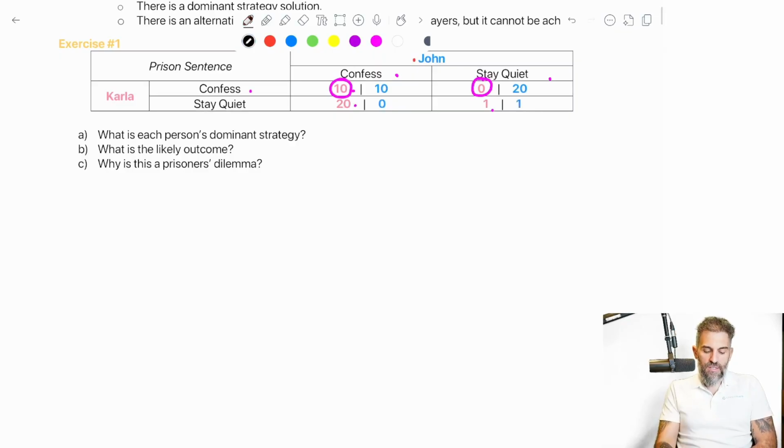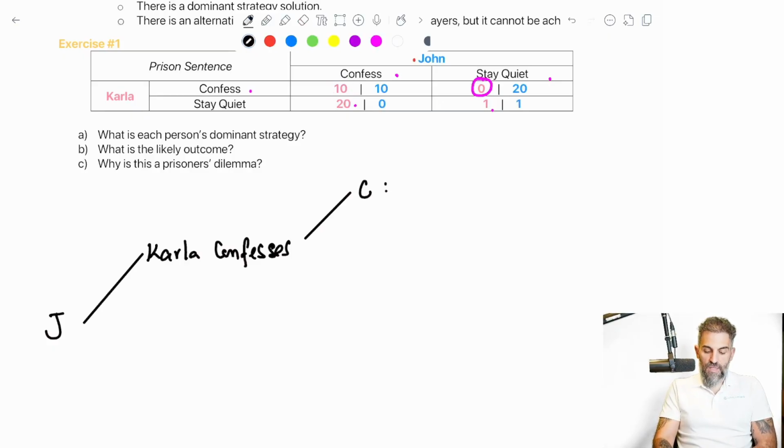Another way is by using a decision tree. So we'll go this way for John. So we're trying to figure out John's decision, right? So if Carla confesses, he could either confess as well, and if he does confess, he would get 10 years in jail, right? It'd be here. Or he could stay quiet and, no, if she confesses and he stays quiet, he would get 20. So, of course, he would choose to confess.